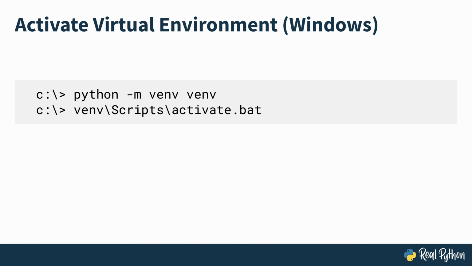If you are in a Windows environment, this is the command to run to activate your virtual environment. You'd start with python -m venv and then the name of the environment, venv, to create the virtual environment called venv. And then to activate, venv/scripts/activate.bat.